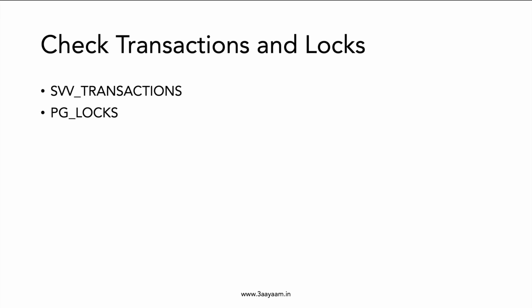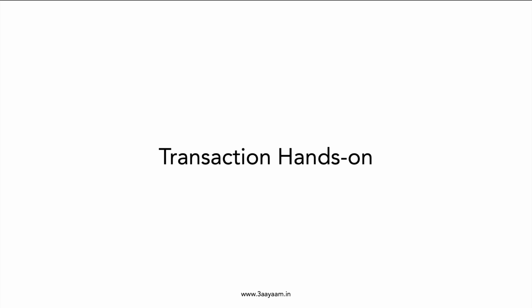Now going forward, I'll be pulling in system tables as and when needed. So these are the two system tables: SVV_TRANSACTIONS and PG_LOCKS, which can be used to see transactions and locks at a rudimentary level. We'll try to go a little bit deeper also. As usual, let's have some hands-on on transactions.